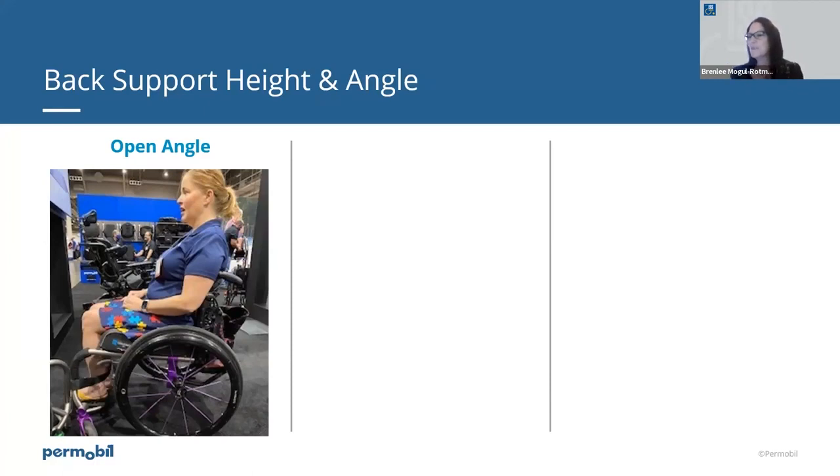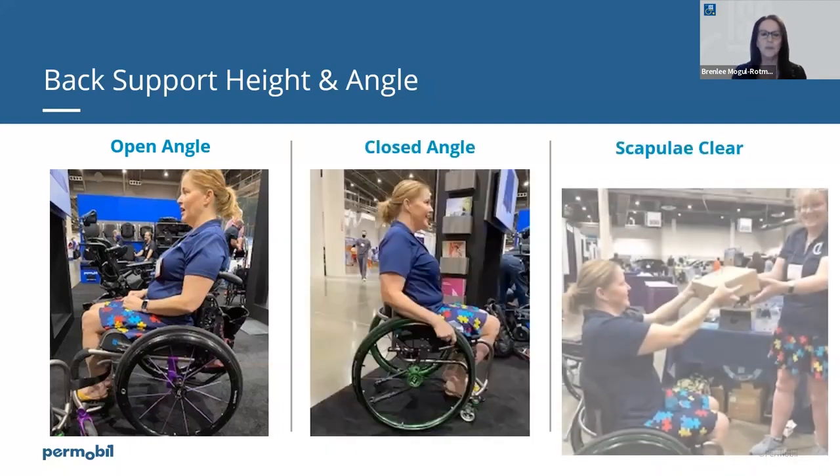That's great to know. The client's sitting pretty straight, but you can see she's sitting in a little bit of an open seat to back angle. She's falling over the back of the back support a little bit. And both of these issues are going to put her at a disadvantage for forward reach as well as propulsion. So she's fighting gravity every time she wants to reach something, every time she wants to engage. If she wants to give somebody a hug, she's fighting gravity.